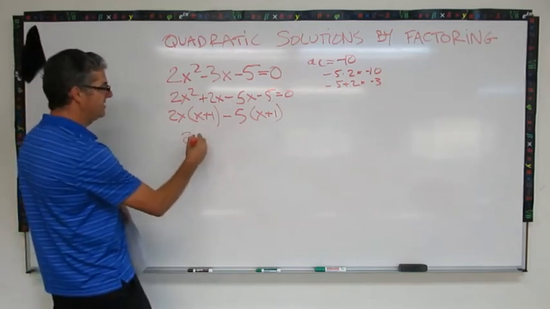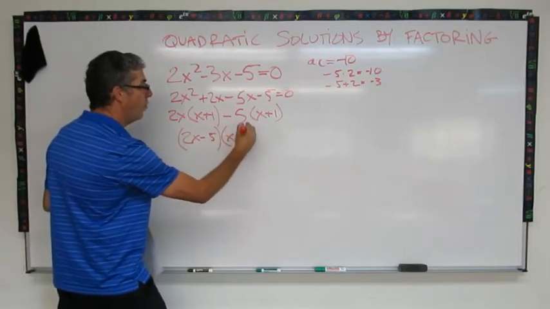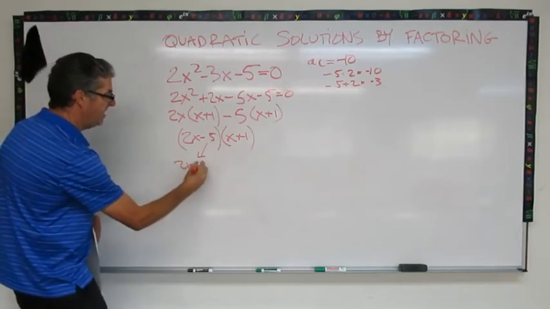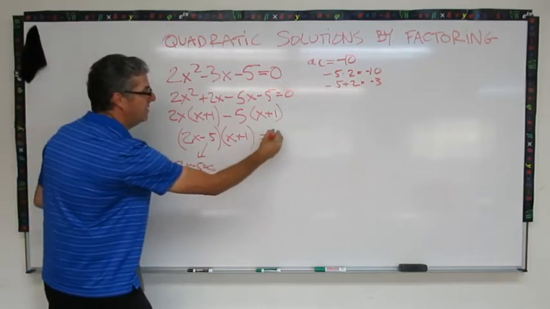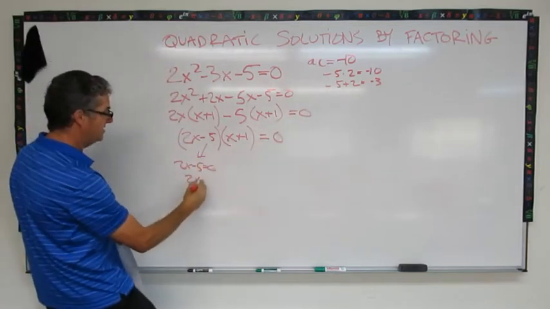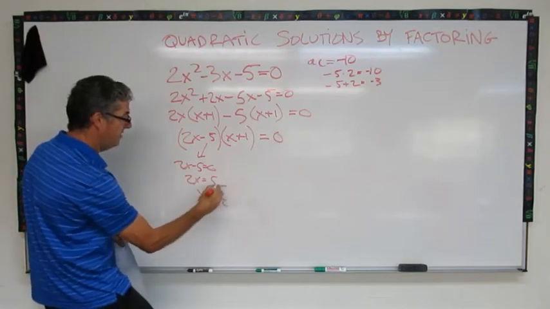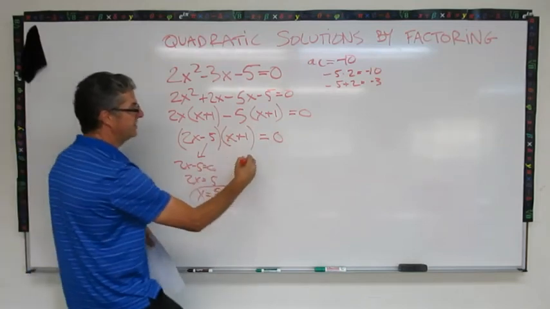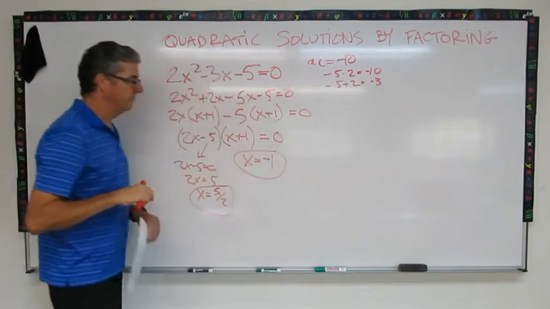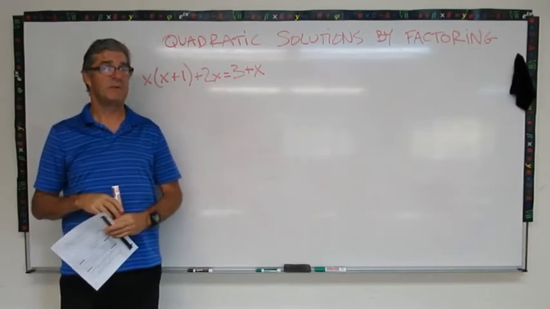This is 2x minus 5 times x plus 1. Branch. 2x minus 5 equals 0. This is going to give us 2x equals 5, x equals 5 over 2. And then this one is just going to give us x equals minus 1. Okay, let's do a little bit more of a complicated problem.